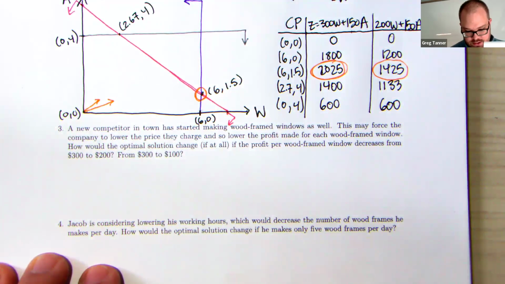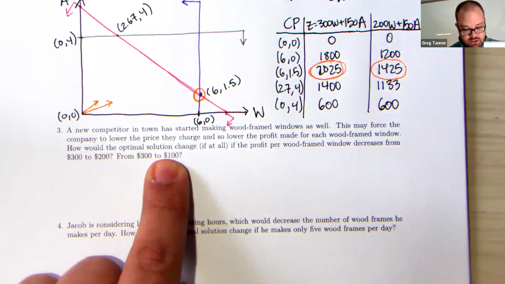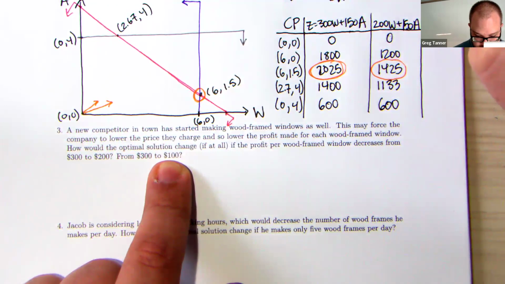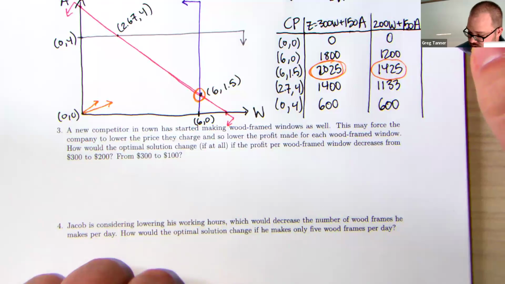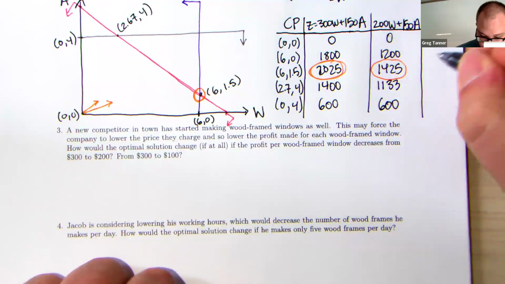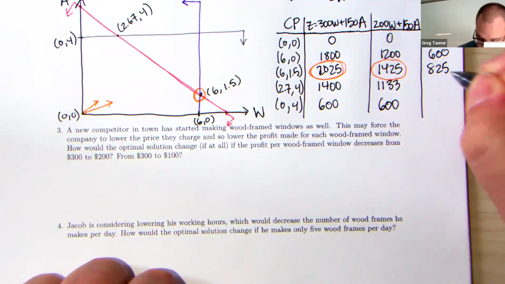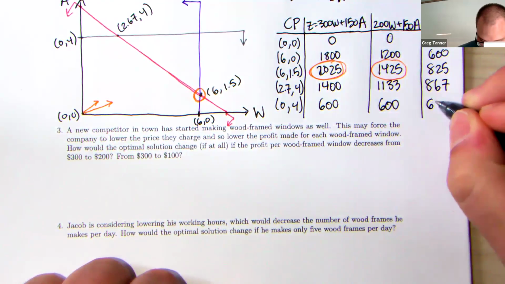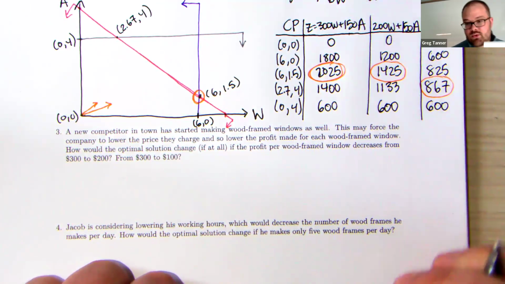Now let's go ahead and decrease it. Let's say we have to cut prices at such a point that we are only making $100 of profit now for our wood windows. So now it's 100 W plus 150 A. If we look at those updated objective values, we'll get values of 0, 600, 825, 867, and 600.